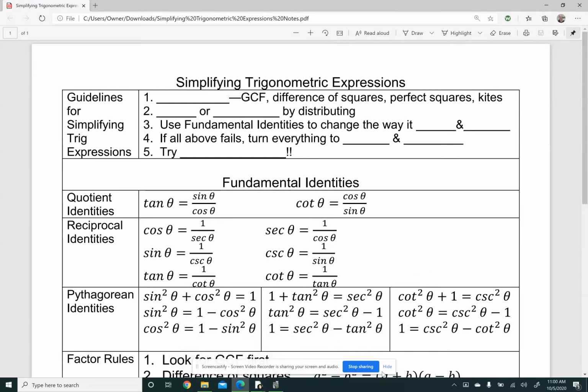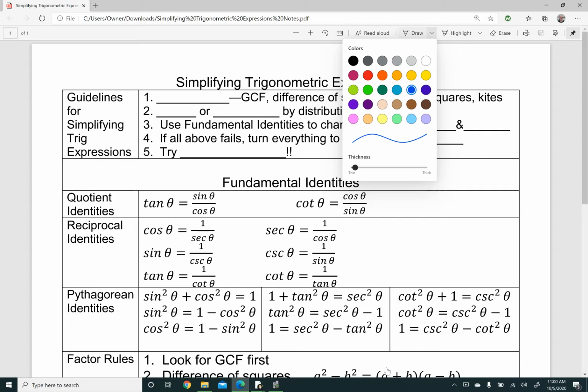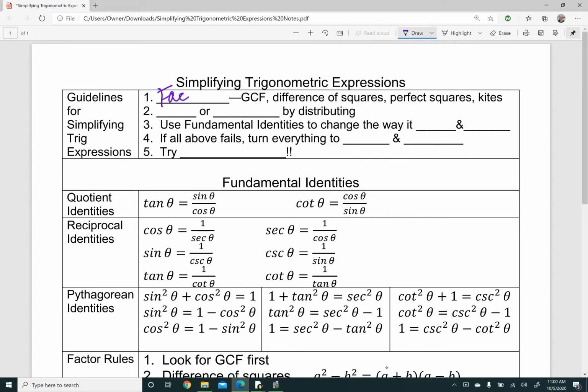So the last thing we need to do for this week is simplifying trig expressions. There are some guidelines we need to follow. The first thing we need to do is factor. When we're factoring, we could use GCF, difference of squares, perfect squares, kites.